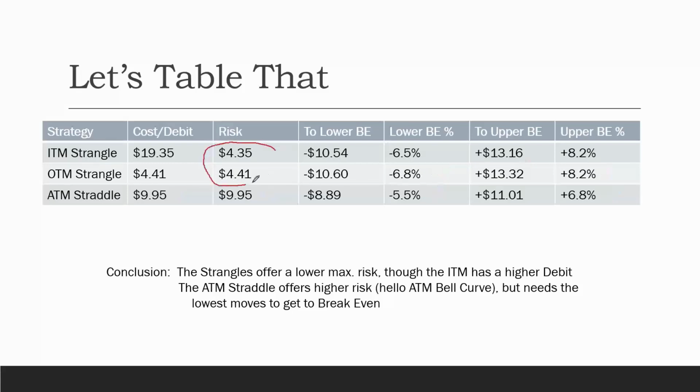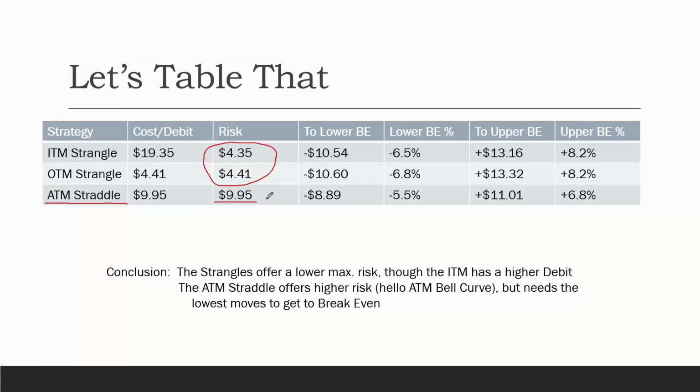Whether you're going out of the money or doing the parity trade that's in the money, you're going to have a lower risk than the straddle. The in the money one will cost more out of pocket, but it's essentially a parity trade to the out of the money strangle. The at the money straddle position offers the higher risk.